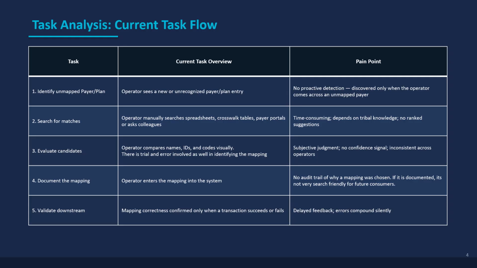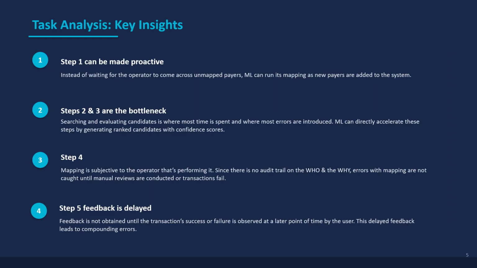Next step is for the operator to document the mapping that they have identified. They enter the mapping into the system. There is no audit trail of why a mapping was chosen. If it is documented, it's not very search friendly for future consumers. Step 5 is validation. Whether the mapping is correct or not is confirmed only downstream when we get a success or a failure from the transaction execution. This delayed feedback leads to compounding errors silently.